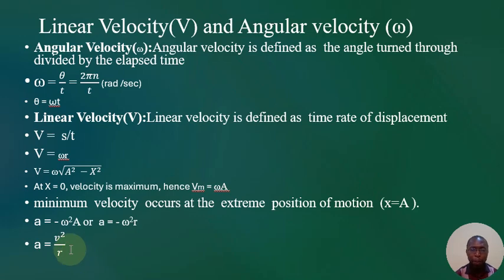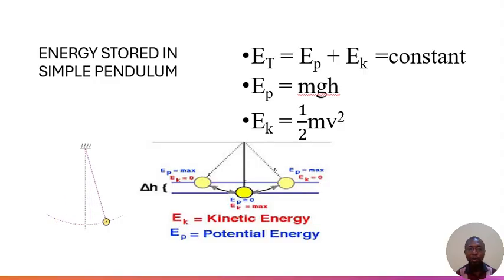Okay, now the minus sign here shows that the acceleration of the object is always acting toward the center, toward the fixed point from where the object is moving. That's what the negative sign represents, that the acceleration is acting toward the center, meanwhile the amplitude is acting away from the center. Okay, so having said that, let's consider energy that is stored in a swinging pendulum.